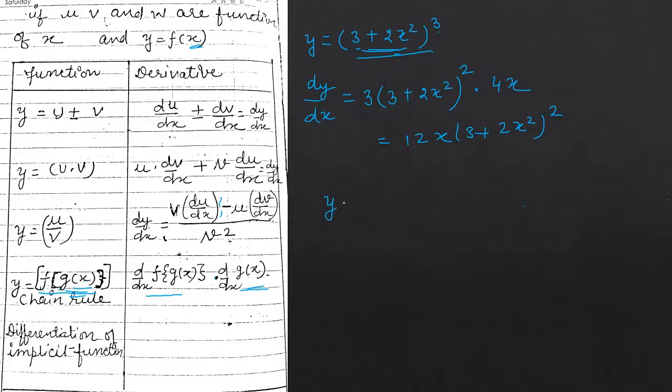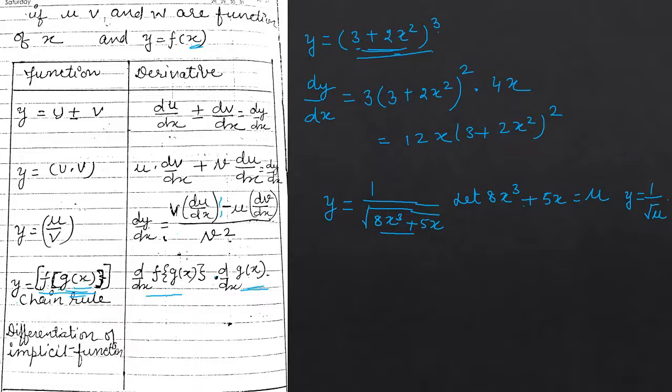The expression is y equals 1 upon under root 8x raised to 3 plus 5x, and suppose we have to calculate dy by dx of this function. Then what we'll do, we will first let 8x raised to 3 plus 5x equal to u. Then the function is 1 upon under root u.